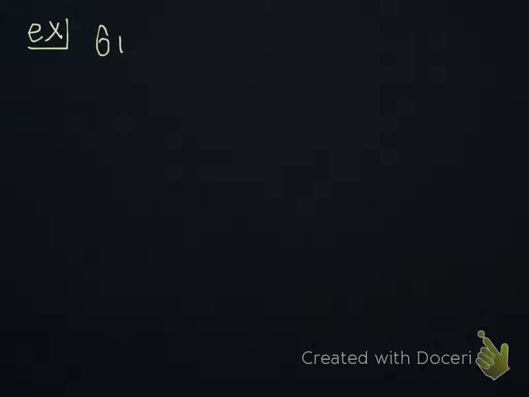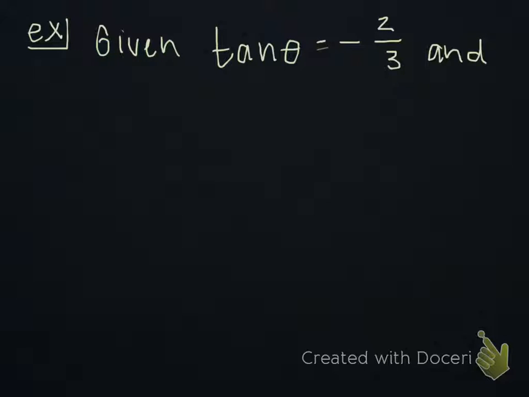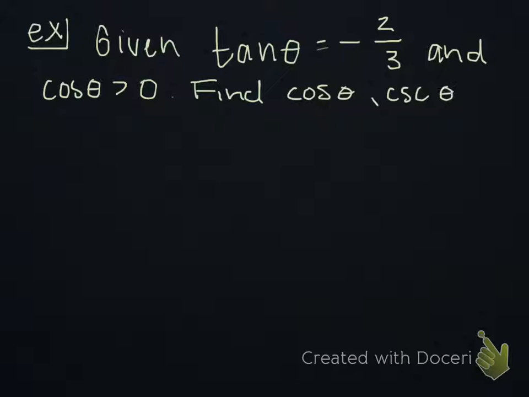is you are given that tangent of theta is equal to negative 2/3. Notice the negative is in neutral territory. And they're also telling you that cosine of theta is greater than 0. They want you to find cosine of theta, and they want you to find cosecant of theta.